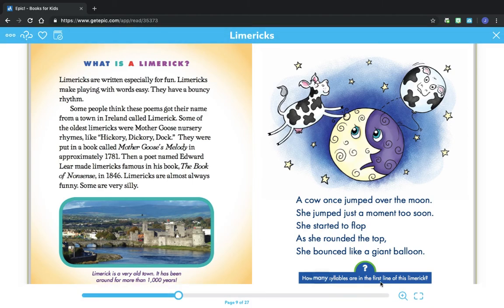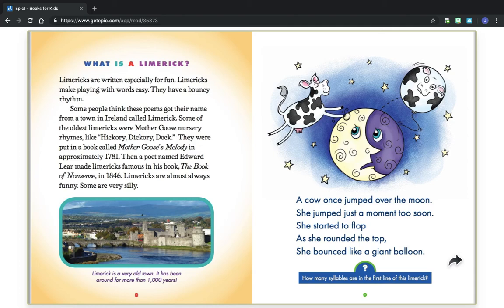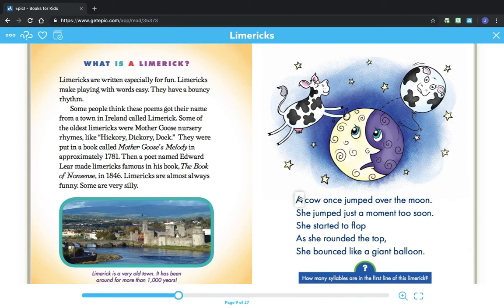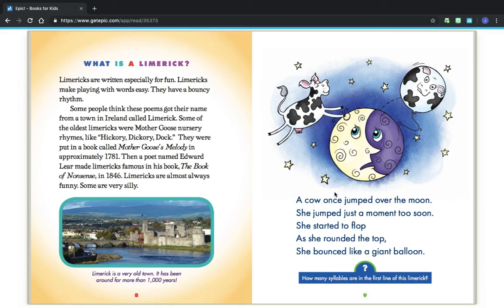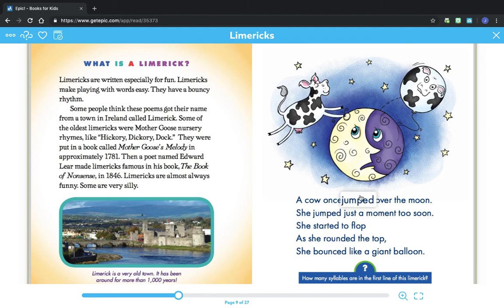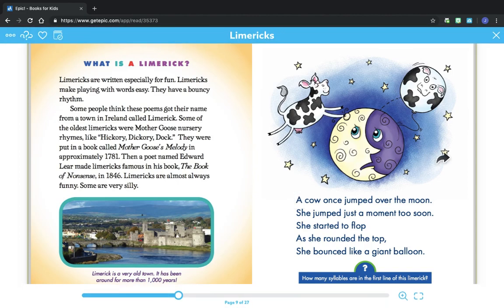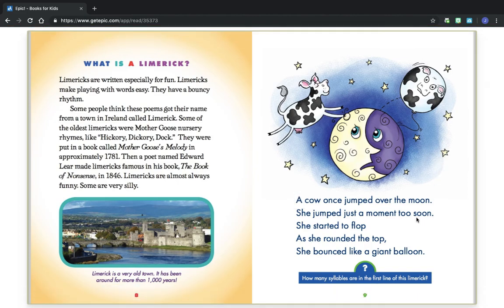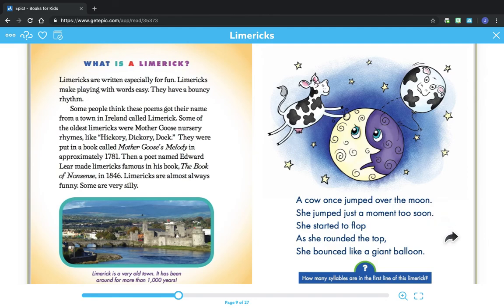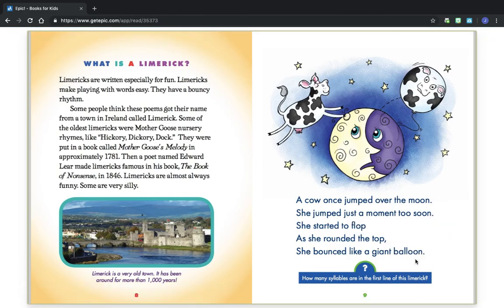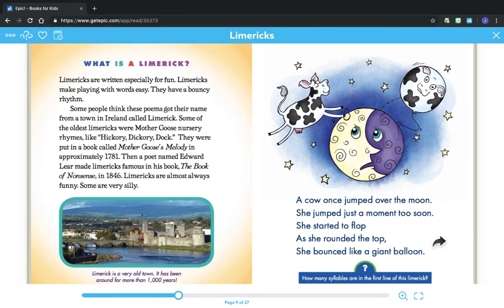How many syllables are in the first line of this limerick? Let's count it. A, 1, cow, 1, once, 1, jumped, 1, over, 1, the, 1, moon. 1, 2, 3, 4, 5, 6, 7. Has 7 syllables. And we can also notice that moon and soon rhyme, flop and top rhyme, and balloon rhymes with moon and soon.